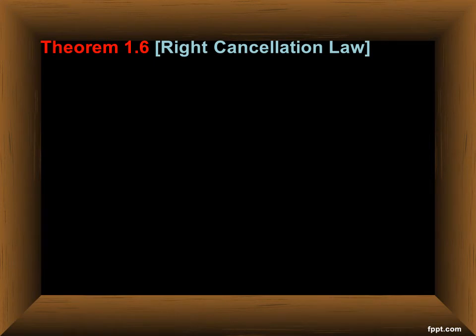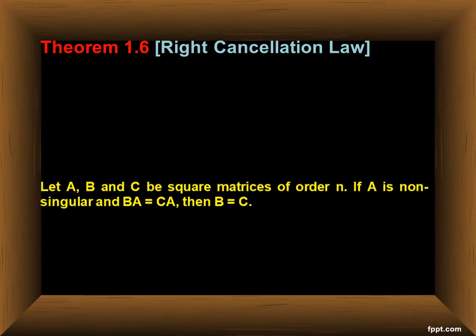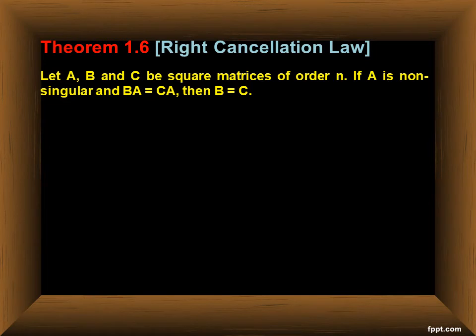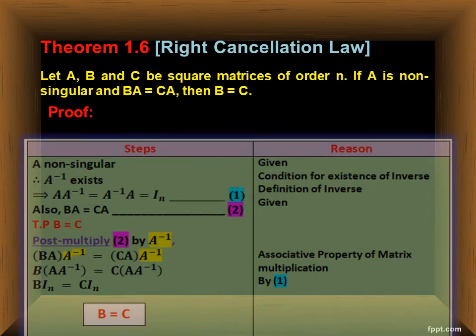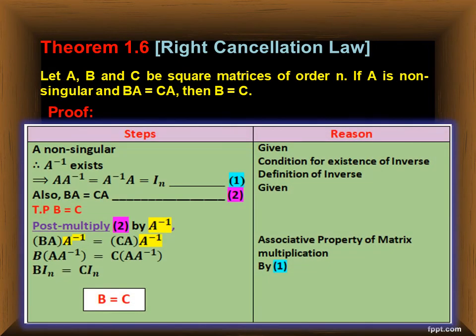Theorem 1.6, right cancellation law. Let A, B and C be square matrices of order n. If A is non-singular and BA equals CA, then B equals C. Similar to the previous proof, we are considering A as non-singular. It is the given condition. Therefore, A inverse exists. That is the condition for the existence of inverse.